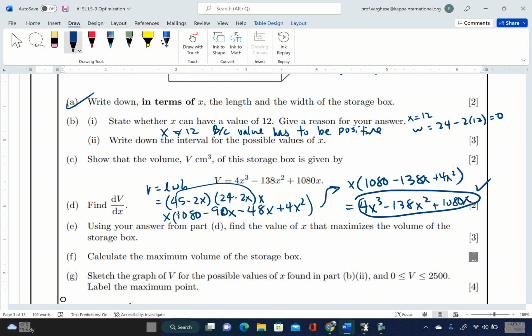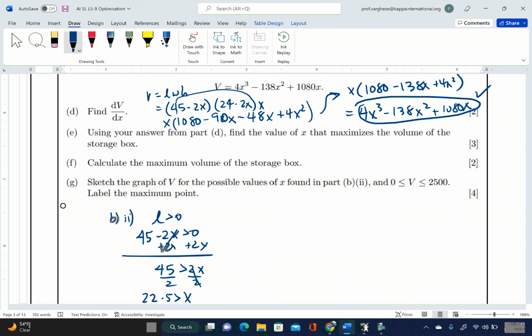All right. Oh, for part D, my bad. For part D, it says find dV/dx. So part D, let me put D. Let me erase this part right here. I should have already copied that down. So for part D, it says find dV/dx. So I'm going to differentiate this.